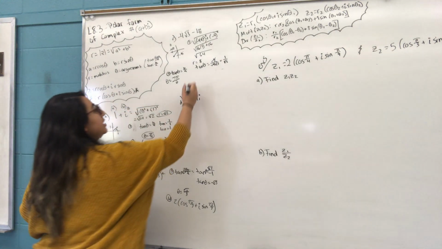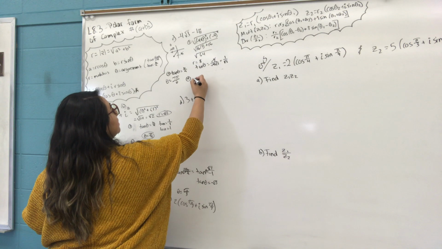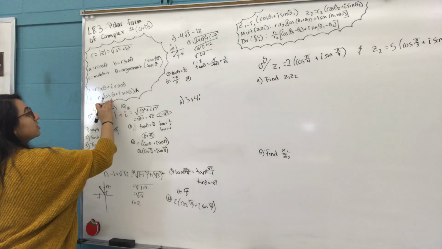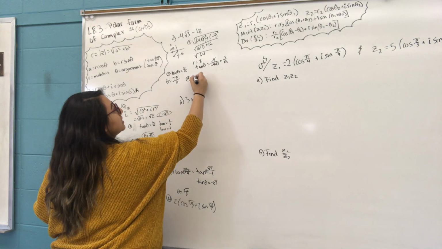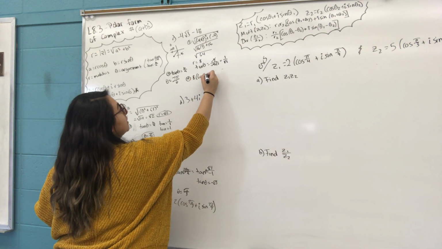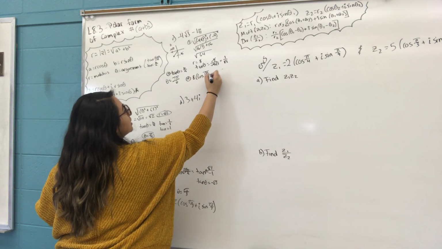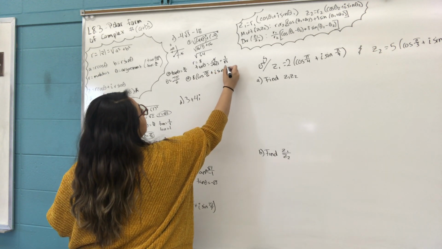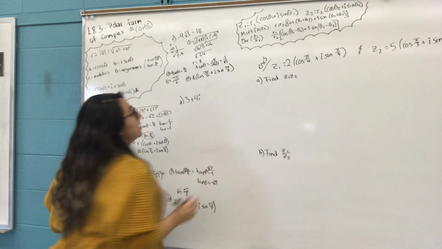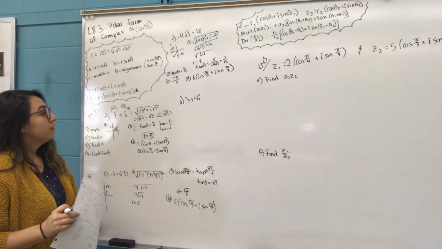Now let's go ahead and put it in terms of polar form. So it's going to be r times cosine theta plus i sine theta. Our r is 8. Cosine of the angle, which is now 7 radians over 6, plus i sine is the same measurement. And that's it. That's your answer.